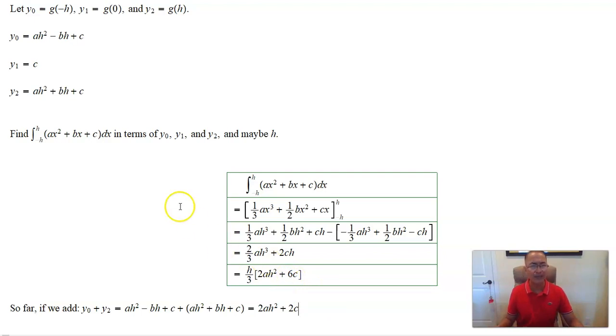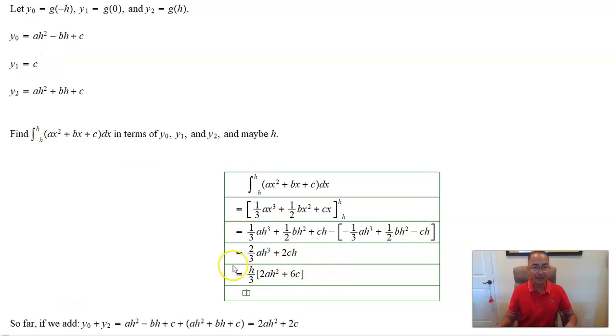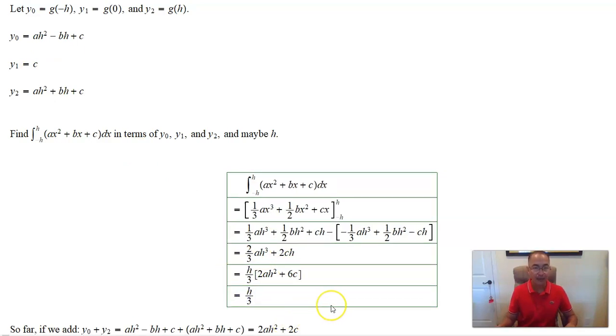Where will I get C by itself? The Y1 only has C. All right. So we have mission accomplished. I need y0 plus y2, but I owe 4 of the c's. So I need 4 of the y1s. Ta-da! So that is the area bounded by the parabola, ax squared plus bx plus c, between negative h and positive h.